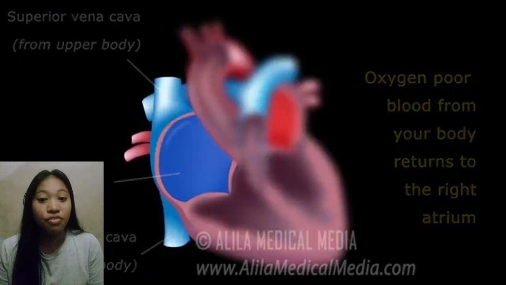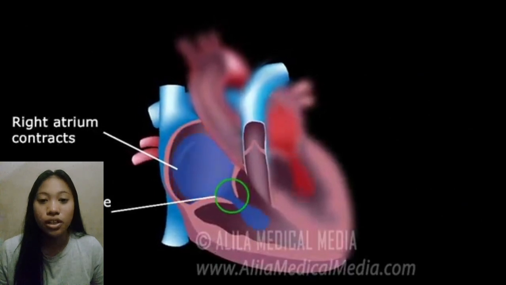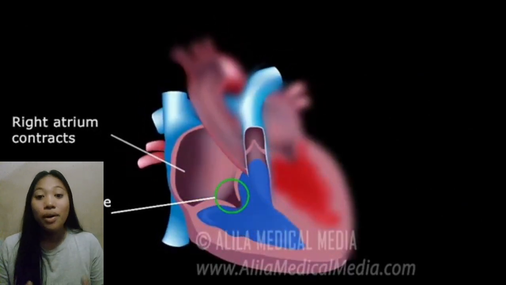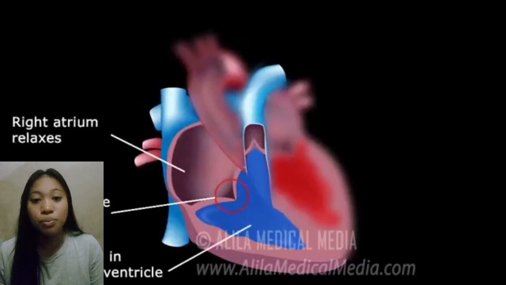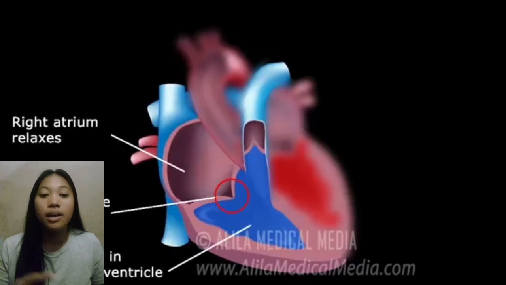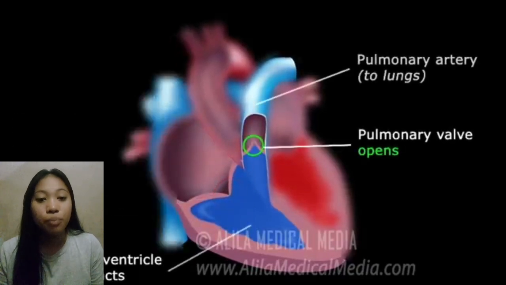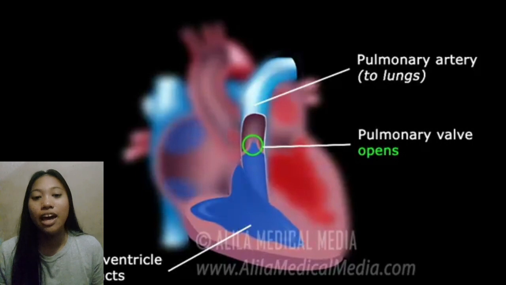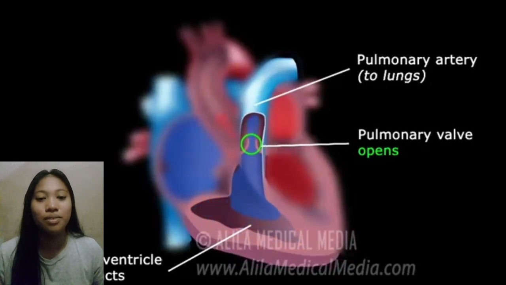The tricuspid valve opens and blood is pumped into the right ventricle of your heart. When the right ventricle is full, the tricuspid valve closes to prevent blood from flowing back into the atrium. The right ventricle contracts and the pulmonary valve opens, and blood is pumped into the pulmonary artery and to your lungs.